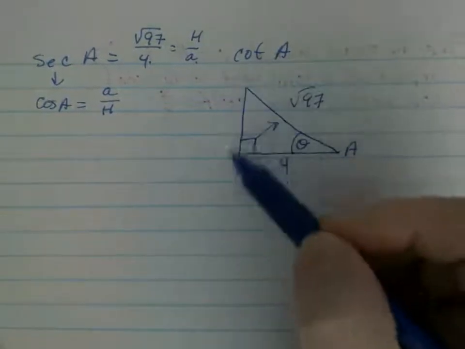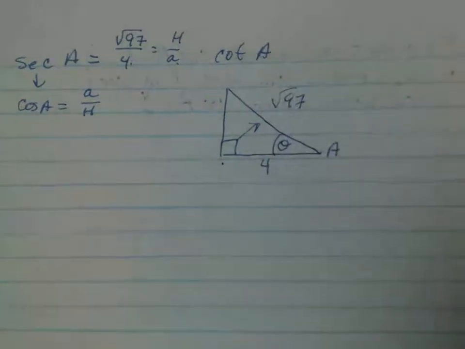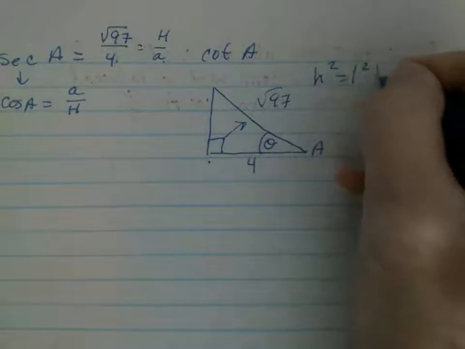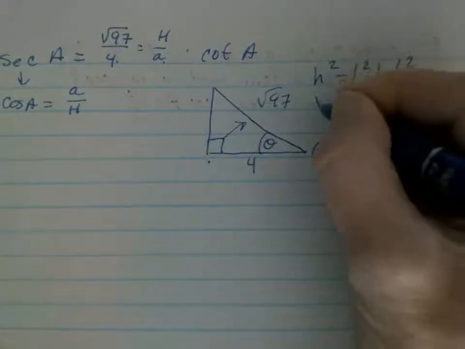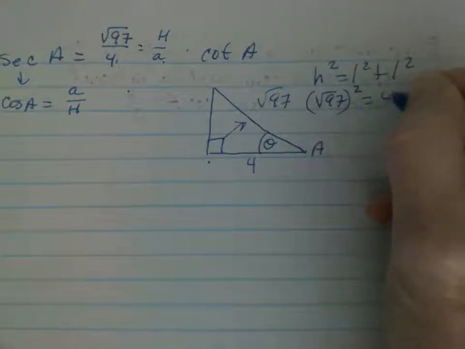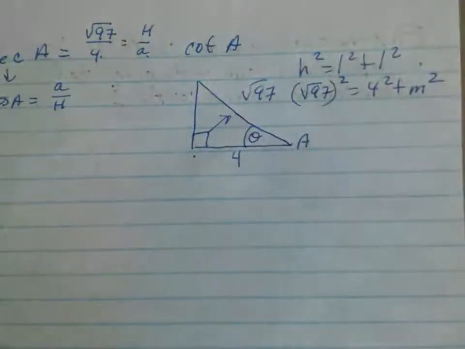Step 3 is to find any missing sides of our triangle. So we're looking for our leg. And again, I'm going to use Pythagorean theorem. So hypotenuse squared equals leg squared plus leg squared. So square root of 97 squared equals 4 squared. I'm just going to keep using m for whatever reason.